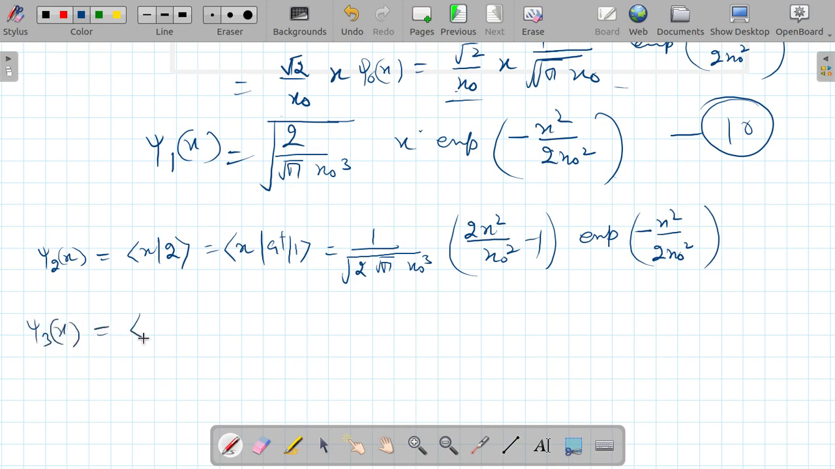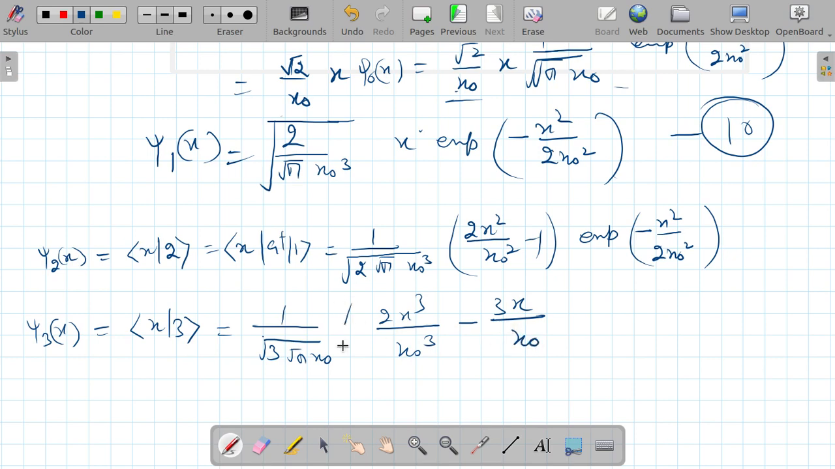Psi 3(x) is equal to, similarly it can be calculated like this: 1 over root 3 root pi x naught, times 2x cube over x naught cube minus 3x upon x naught, and exponential of minus x square over 2 x naught square.